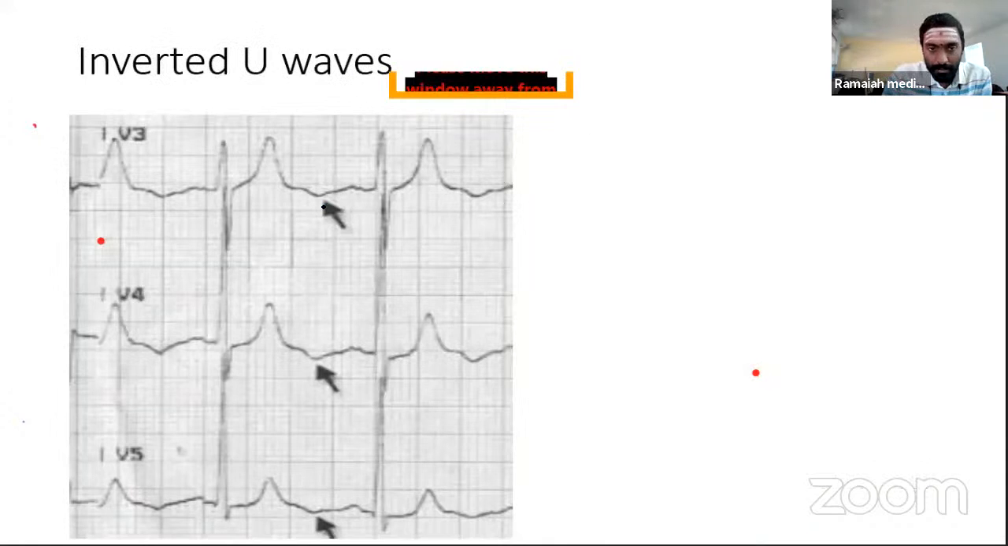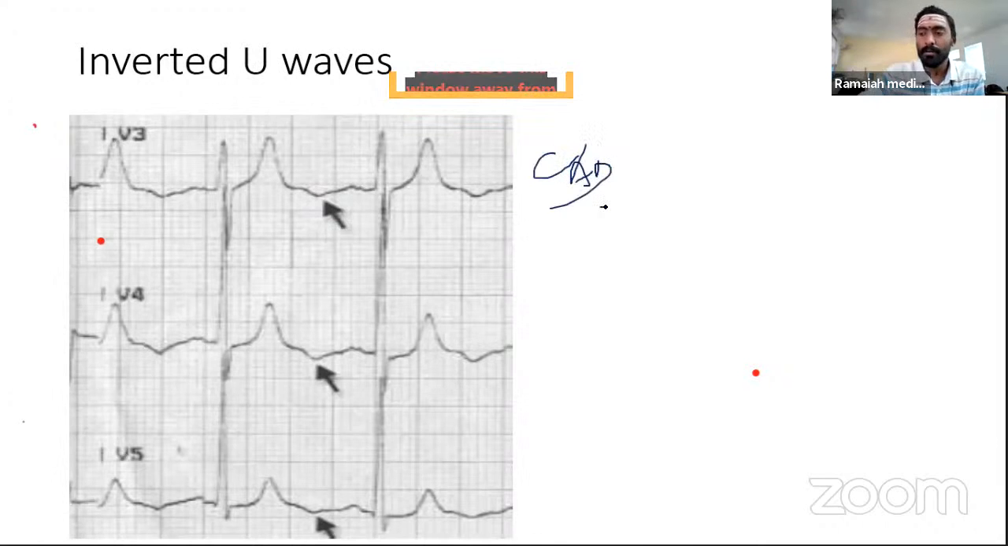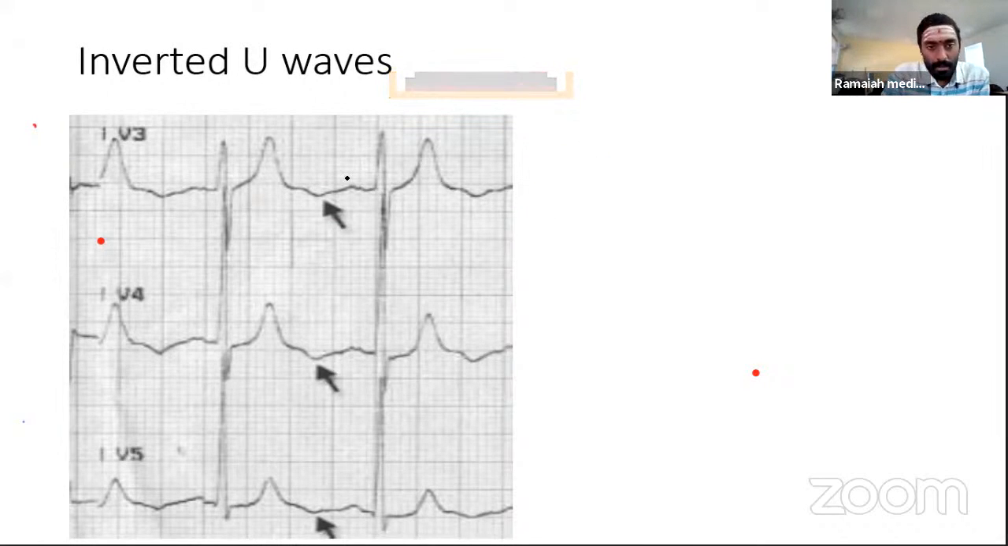And inverted U waves, this is very important. Whenever you have inverted U waves, think of coronary artery disease, ongoing coronary artery disease. So you have the QRS complex here, and you see here the T wave, the U wave, which is completely inverted. Whenever you have something like this, you think of ongoing myocardial ischemia or severe coronary artery disease.